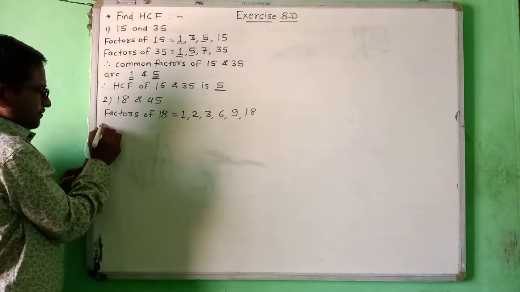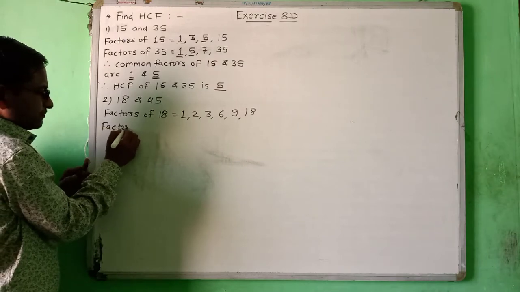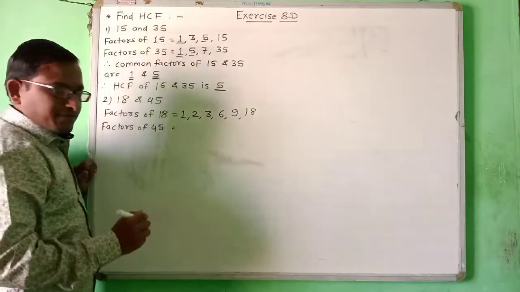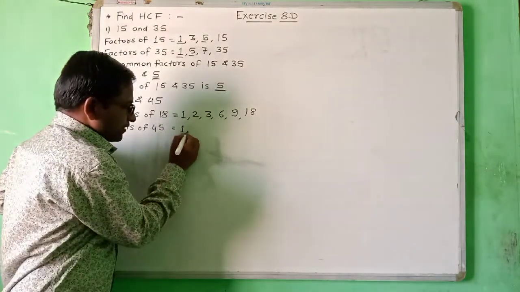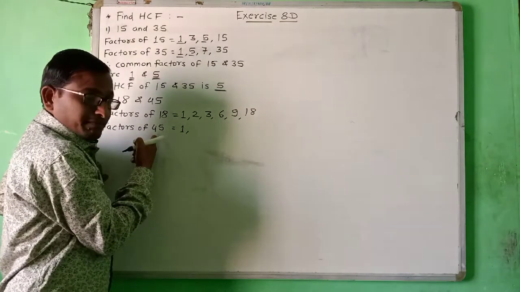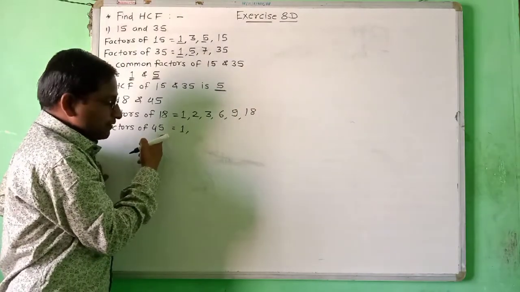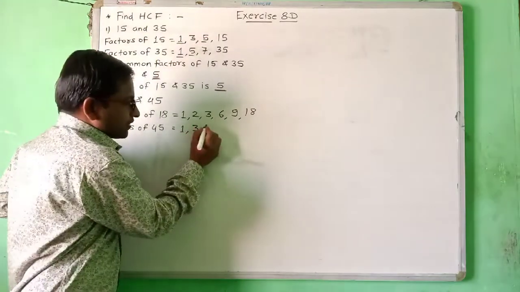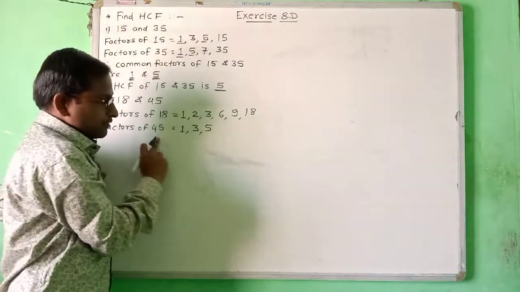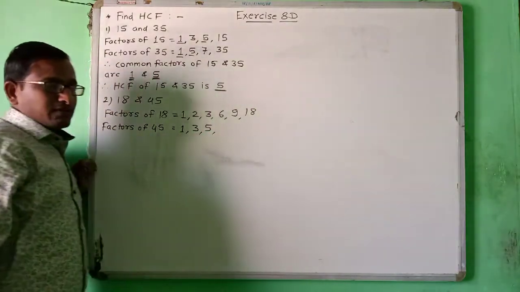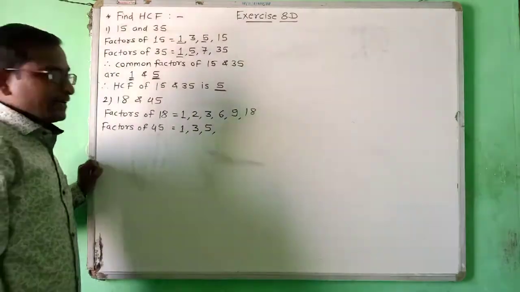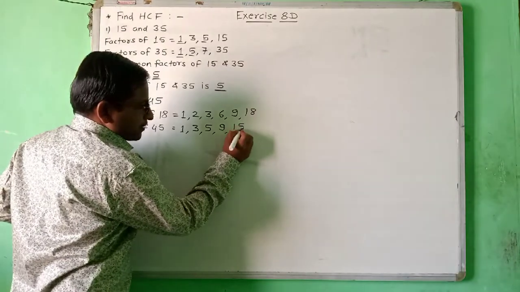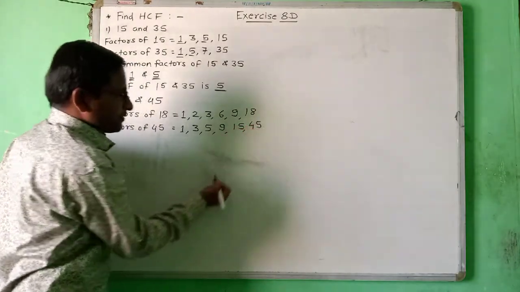Then next, factors of 45. Here the unit place is 5. So 1 is a factor of every number. Then 3: 3 times 15 is 45, or 3 times 1 is 3, 3 times 5 is 15, so 3 is a factor of 45. Then 5 times 9 is 45. 4 is not a factor of 45. Then 6 is not a factor of 45. 6, 7, 8, 9: 9 times 5 is 45. Then 15 times 3 is 45. Then 45 times 1 is 45.